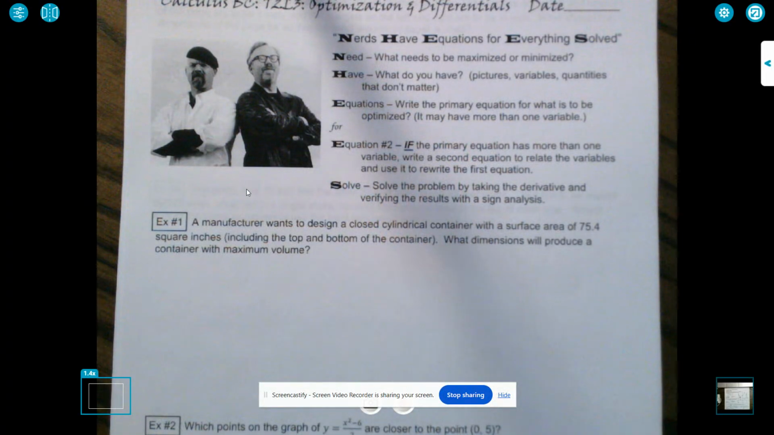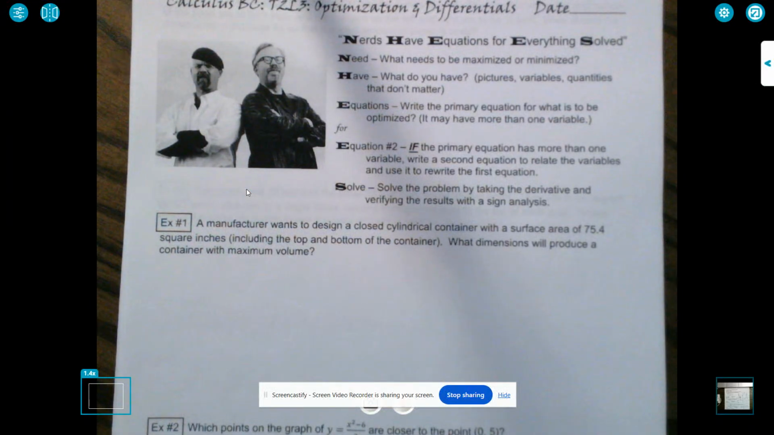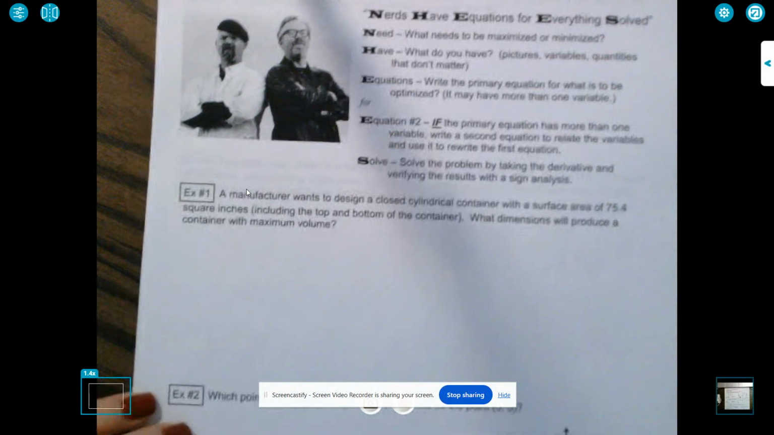And for the second part of the equations, if the primary equation has more than one variable, write a second equation to relate the variables and use it to rewrite the first equation. So ultimately, again, you're going to end up with like 3 variables and we only want 2. So we're going to solve for one of those variables in a different equation and plug that in. And then we're going to solve by taking the derivative and verifying the results with sign analysis. Now, we won't actually verify our results with sign analysis, but like there's a couple of times the negative doesn't make sense and things of that nature.